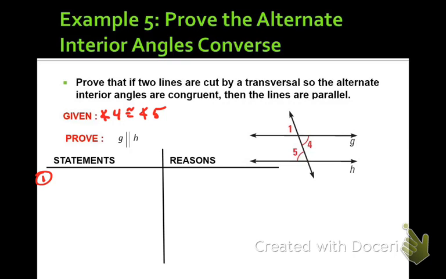In a two-column proof, you always start with given. So we're given that angle 4 and angle 5 are congruent. Next step. Next statement. Where do you want to go next?